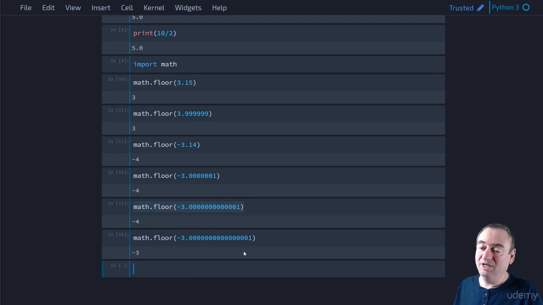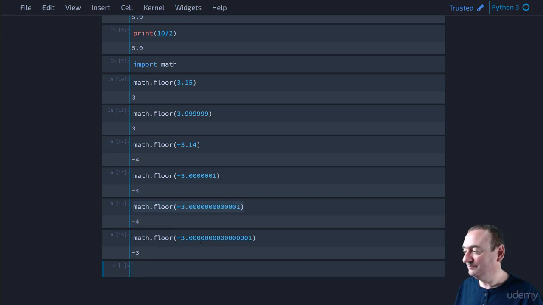What's going on? Well, it has to do with the fact that floats have a limited precision in Python. So minus 3 point, and then here we had 15 zeros and a 1, is actually being represented as minus 3 with zeros, and the 1 gets dropped. Okay, so it has to do with the limited precision that we have with floating point numbers. And we'll get to that in the video on floating points. So just be aware of that.